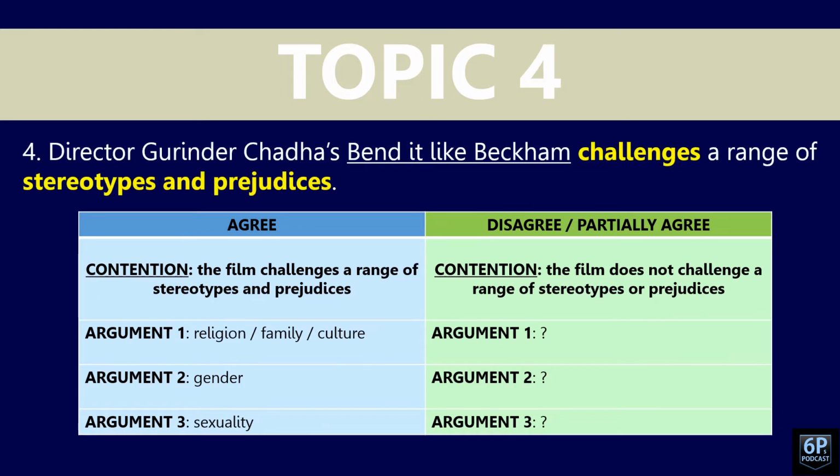So perhaps agreeing might be the best way to go about topic number 3. And for topic 4, we're looking at challenges and we're looking at stereotypes and prejudices. And if you were to agree with this, you're looking at the different prejudices and stereotypes. And these could be around things like religion, family, or culture, could be about gender, could be about sexuality, it could be about racism. There are a range of things that you could talk about and the different stereotypes and prejudices that exist within the film, and how Gurinder Chadha really does challenge and condemn these stereotypes, particularly through characters like Mrs. Paxton.